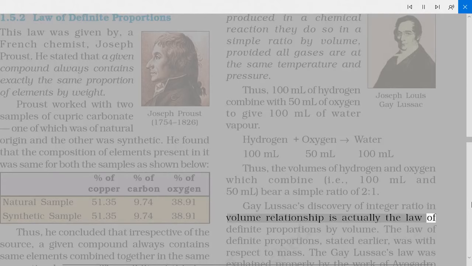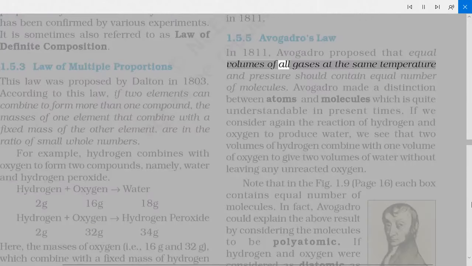Gay-Lussac's law was explained properly by the work of Avogadro in 1811. Avogadro's law: Avogadro proposed that equal volumes of all gases at the same temperature and pressure should contain equal number of molecules. Avogadro made a distinction between atoms and molecules, which is quite understandable in present times.